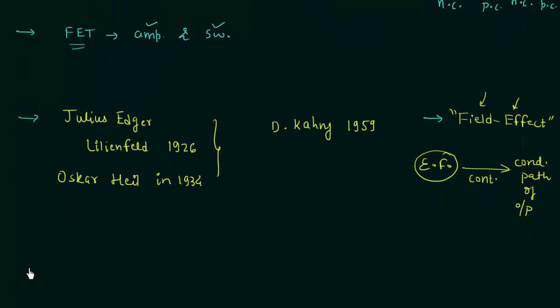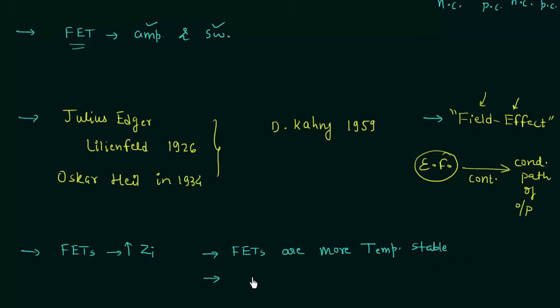Now let's move to the next point, and in this point we will talk about input impedance. Field effect transistors have high input impedance as compared to BJTs. In the next point we will talk about temperature stability. FETs are more temperature stable as compared to BJTs.